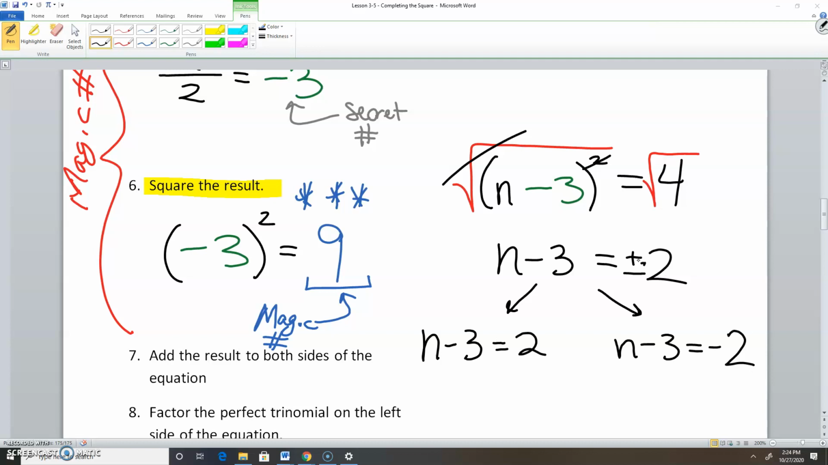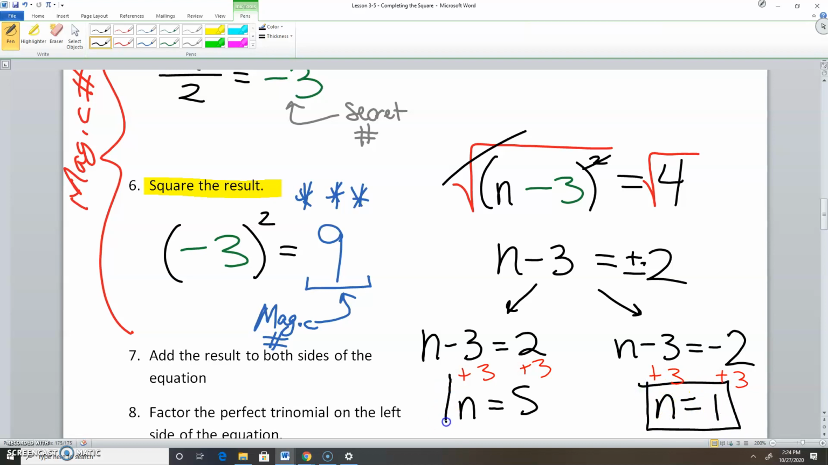Now that I have my two equations, I'm going to solve. I'm going to add 3, add 3. When I do that, that gives me n equals 5. I'm going to add 3, and that gives me n equals 1. So my answer is n equals 1 and n equals 5. And that is how you complete the square.